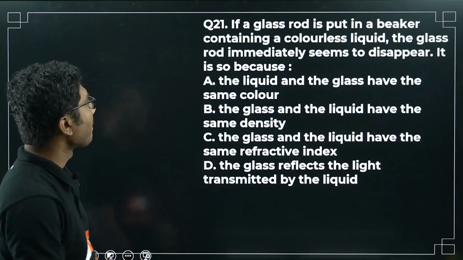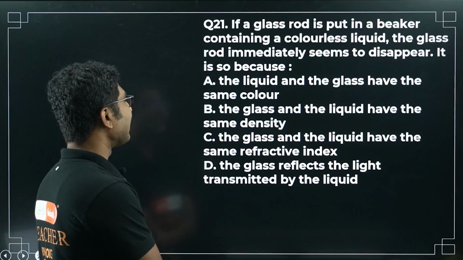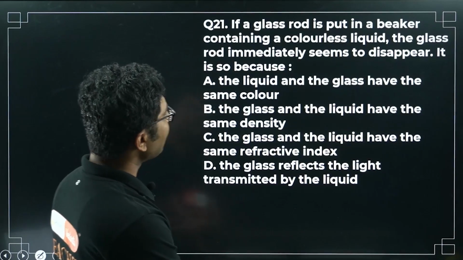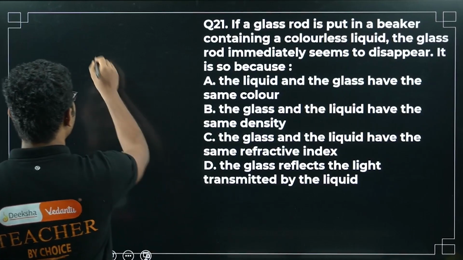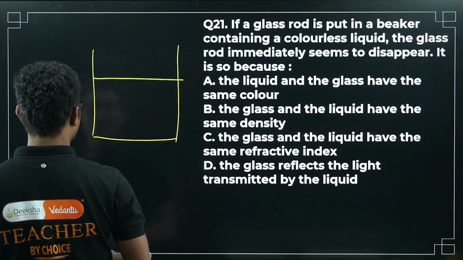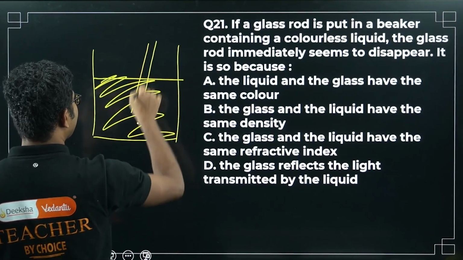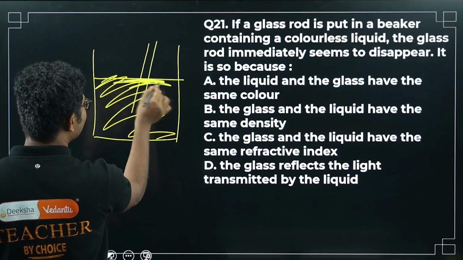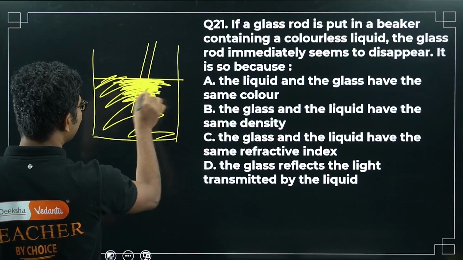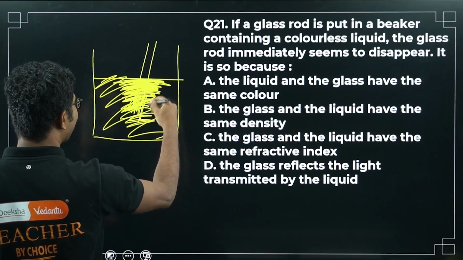Next question. If a glass rod is put in a beaker containing a colorless liquid, the glass rod immediately seems to disappear. This is so because, so you have a glass rod in a liquid. Suppose this is a liquid, and if you add a glass rod, it disappears. How can the glass rod disappear? Can you see the glass rod? I have put it inside the liquid, right? But you cannot see the glass rod.